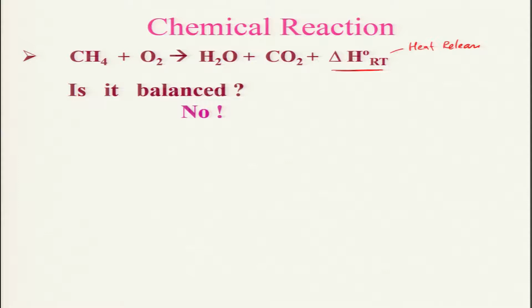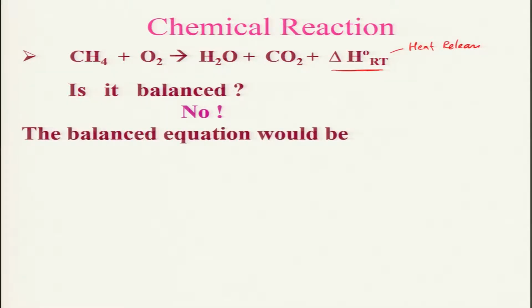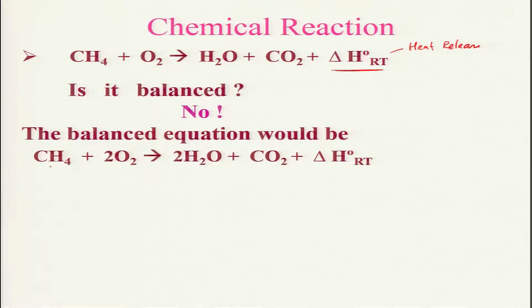Basically, you can do a mole balance or an element balance, right, which is the right one? Definitely it will be the element balance which gives the right result. So, the balanced equation would be that 1 mole of methane is reacting with 2 moles of oxygen, giving rise to 2 moles of water and 1 mole of carbon dioxide. Keep in mind that this is a representative of the reaction. The actual reaction need not take place in the manner written here.